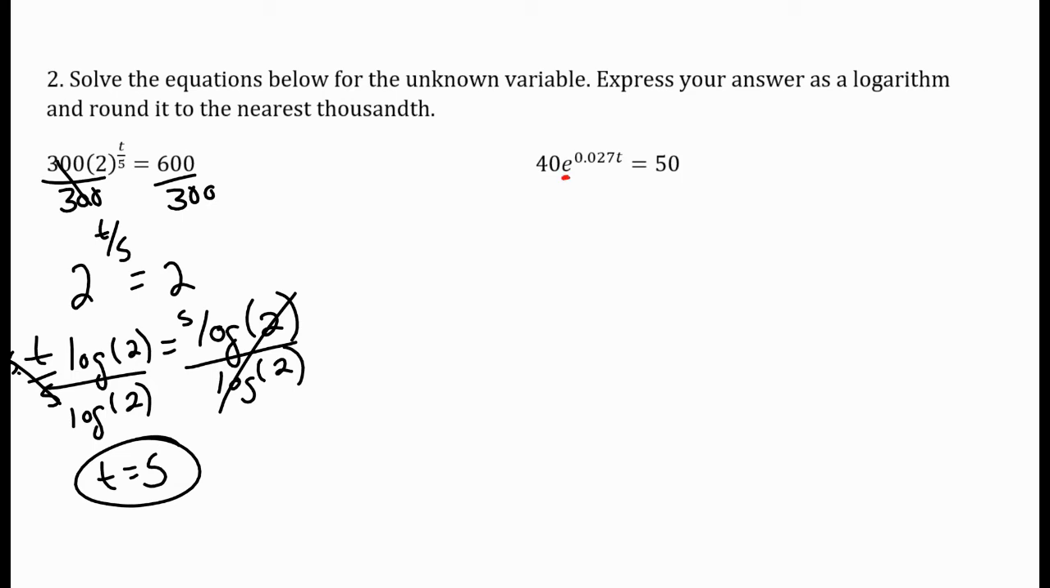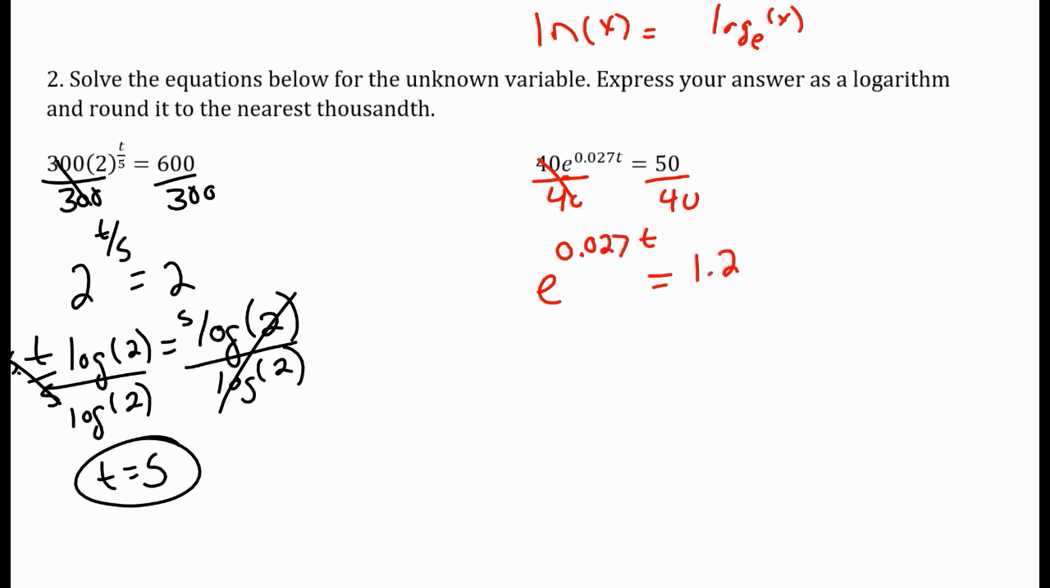This next one has an e in it, and remember, e is the base of the natural logarithm. The natural log of x is log base e. So whenever we see e in our exponential equations, we want to use the natural log to solve it because it's a lot nicer. But first, that 40's got to go. 5/4 is 1.25. Natural log both sides. And by doing that, I can bring down that exponent.